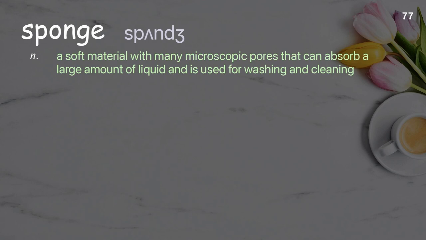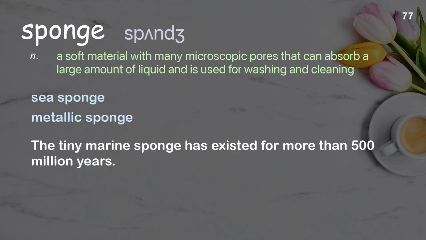Sponge. A soft material with many microscopic pores that can absorb a large amount of liquid and is used for washing and cleaning. Examples: sea sponge, metallic sponge. The tiny marine sponge has existed for more than 500 million years.